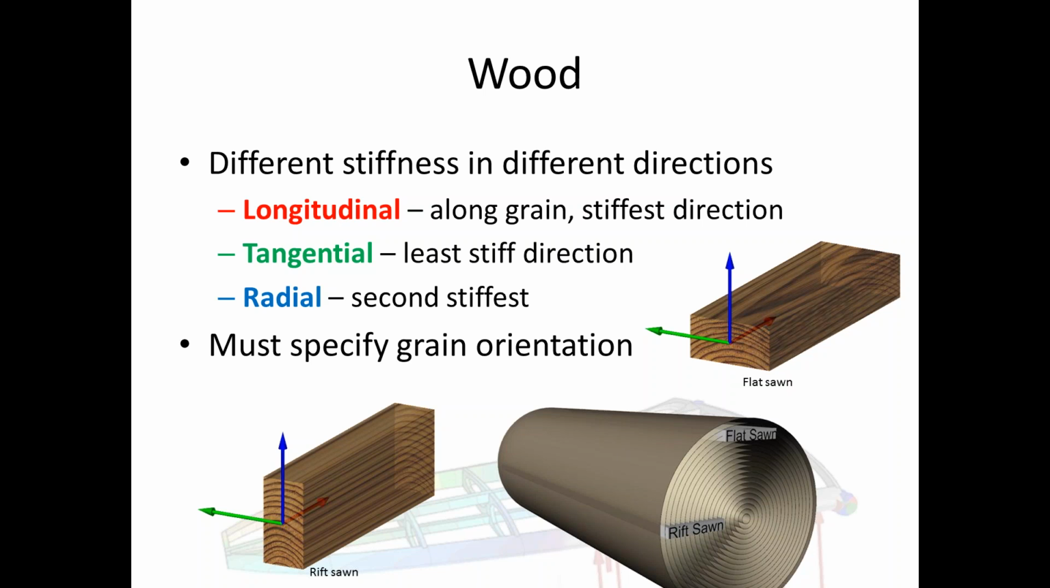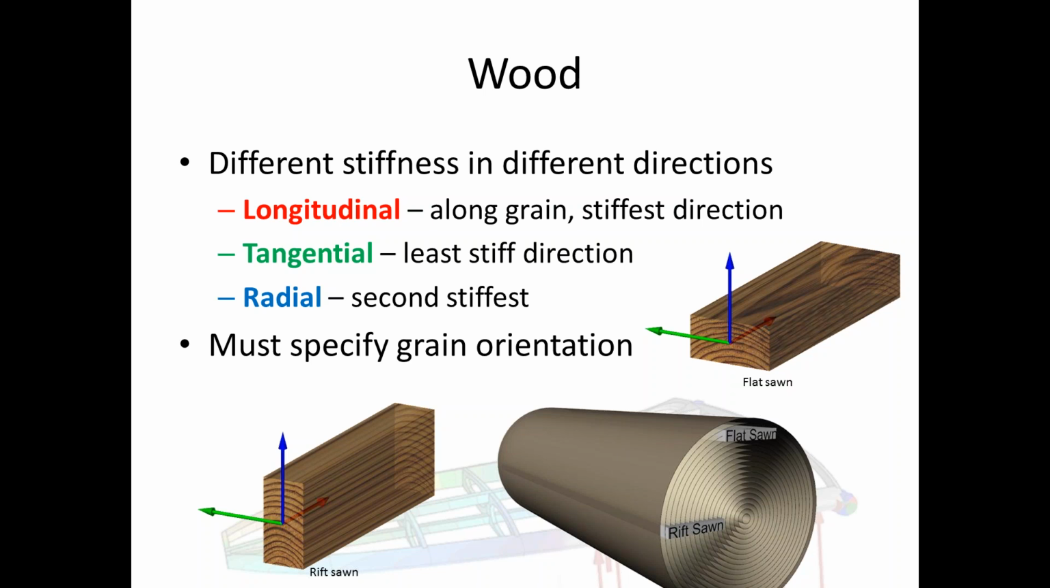In the previous demo, with the timber frame, I just selected a rift sawn, which is the orientation shown here in the bottom left, where the growth rings go across the width of the board, as opposed to the flat sawn direction, which is shown in the upper right, where the rings are tangent to the flat faces of the board.